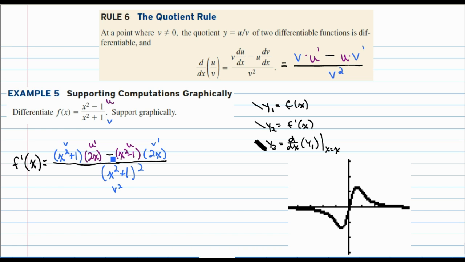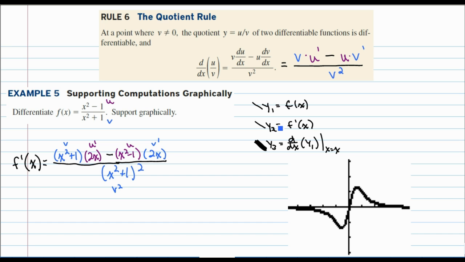Now that's a mess. You are more than welcome to multiply it all out, but you do not have to unless it's a multiple choice question. However, it does say support this graphically, so that's what I'm going to do. I'm going to put in y1 the original function, but I'm going to turn that off. I'm not going to graph it.